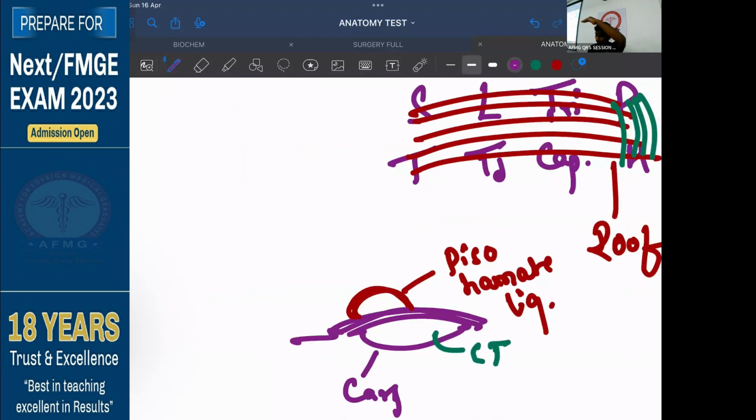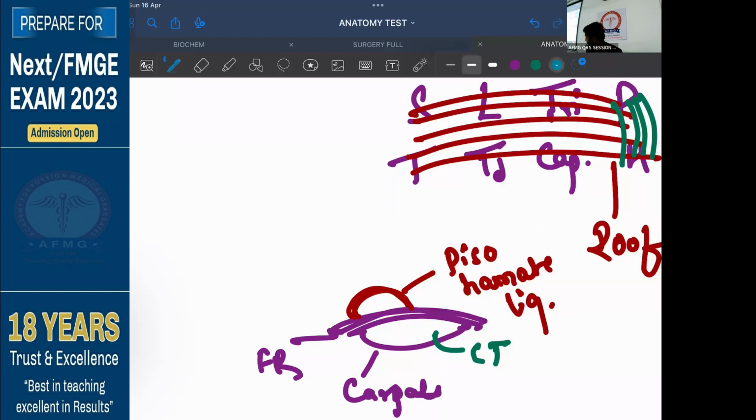These are carpals, बच्चों. This is the flexor retinaculum. This is the pisohamate ligament. So the base of the canal, which is formed superficially, इसका base क्या है? Flexor retinaculum. And roof क्या है? Pisohamate ligament है. ये जो canal बन चुकी है, इस canal को क्या बोला जाता है?